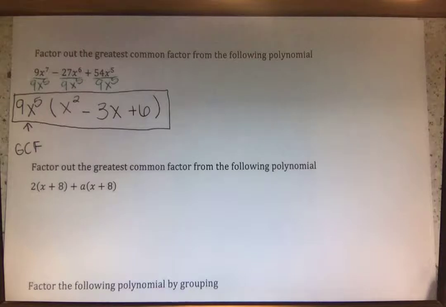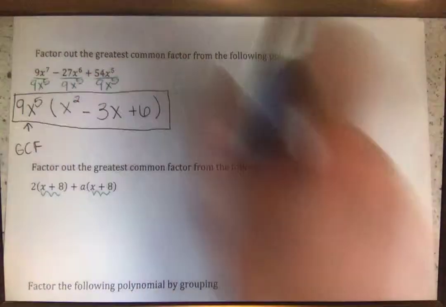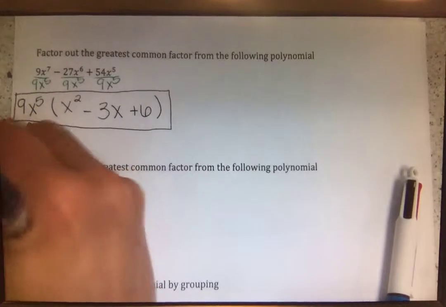So still factoring out GCF, the greatest common factor. We have 2 times x plus 8 plus a times x plus 8. So we're trying to see what do they all have in common. I notice they both have this x plus 8 in common. So that's going to be our GCF.